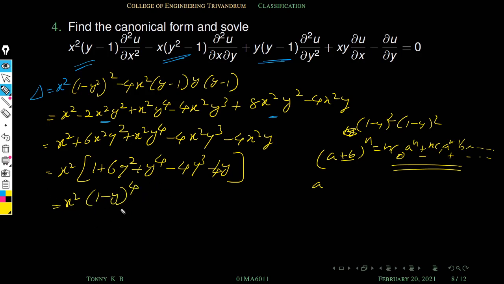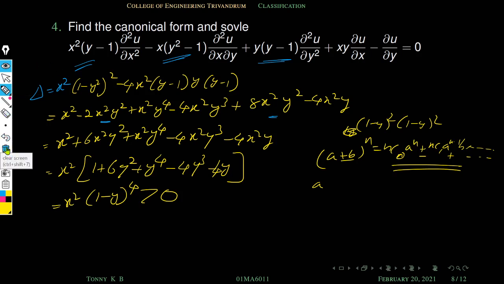So what about the sign of this expression? One is x square, one is (1 minus y) raised to 4. Yes, this is positive, since this is a square and this is raised to 4. But this is not straightforward. After expanding and taking the common factor out, the inside becomes actually (1 minus y) raised to 4. That's why this is positive. Anyway, this is a hyperbolic function. What I want to emphasize here is that this is a complicated PDE. We are going to find a canonical form. Actually, the canonical form is very simple. It is solvable. That is our main point.